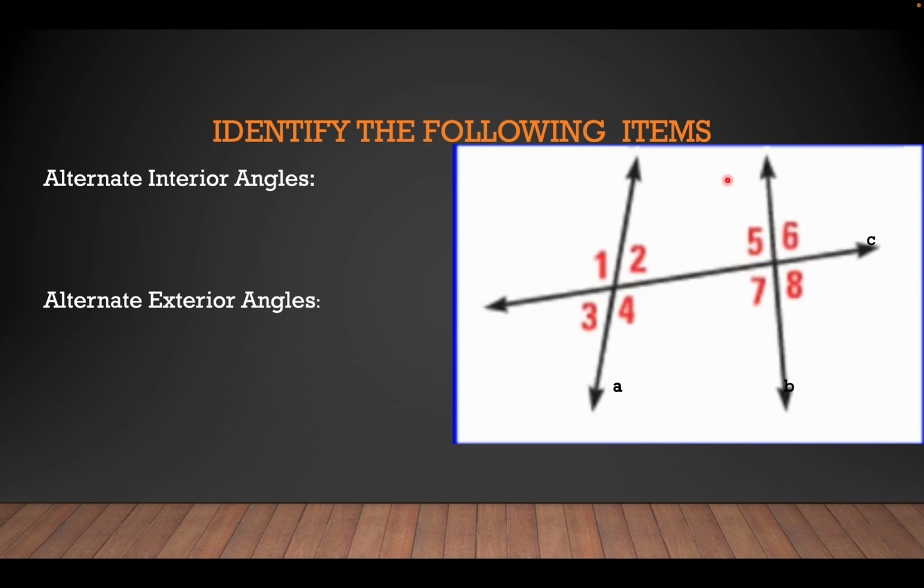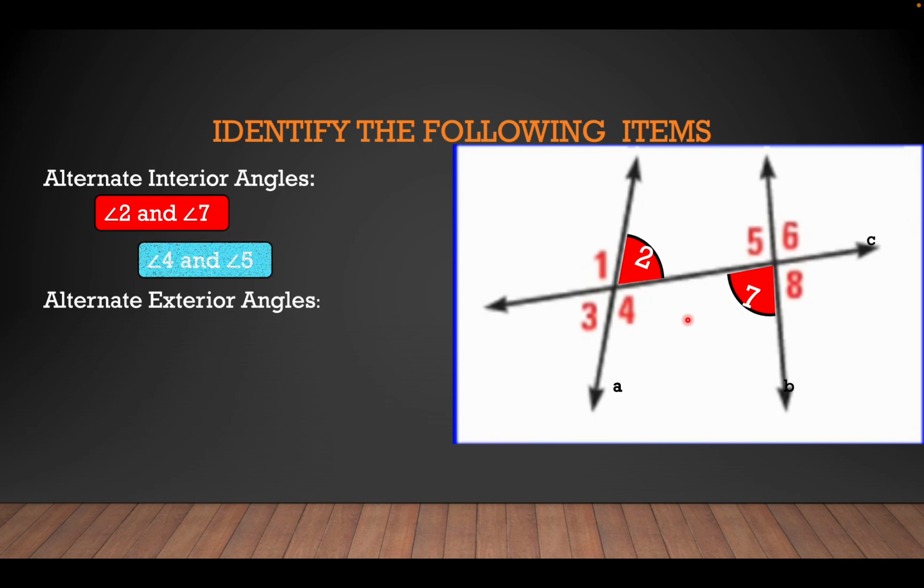When we have two lines cut by a transversal, we have what's called alternate interior angles. Alternate meaning opposite sides or different sides of line C, and interior meaning they have to be in between the two lines, so in between line A and B. Our first set would be angle 2 and angle 7, what we call alternate interior angles. They're in between and they're on different sides of line C. The other set is angle 4 and angle 5. Now you can see we've isolated our four interior angles.